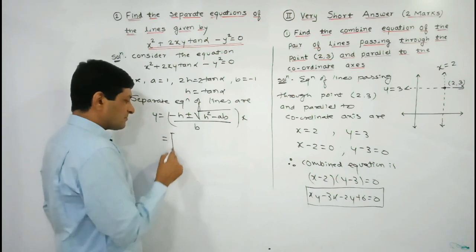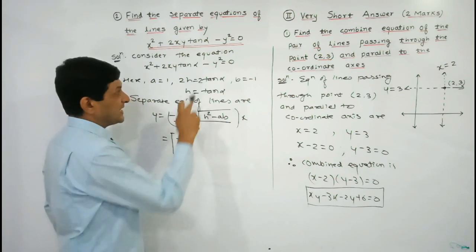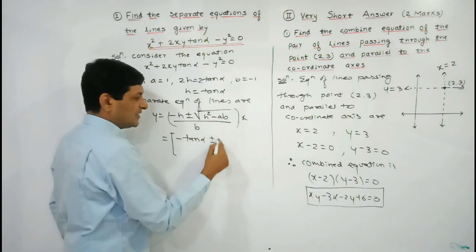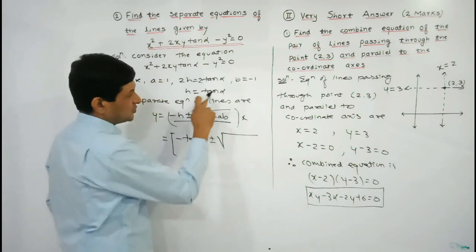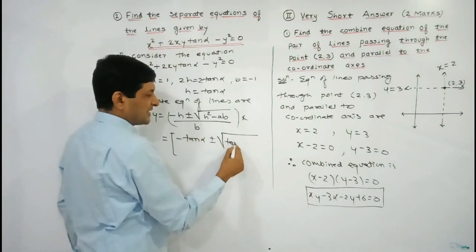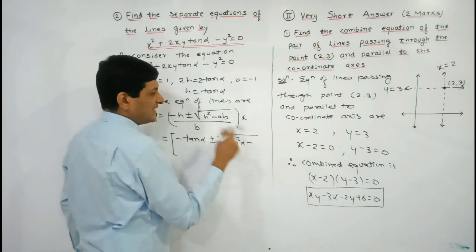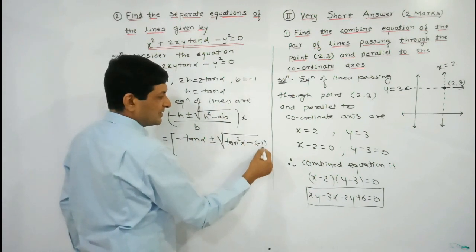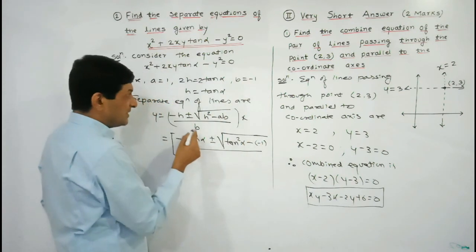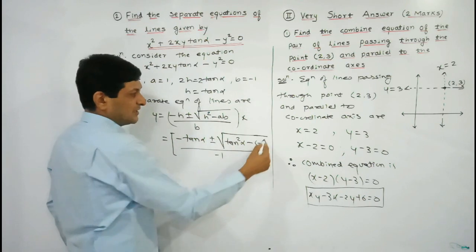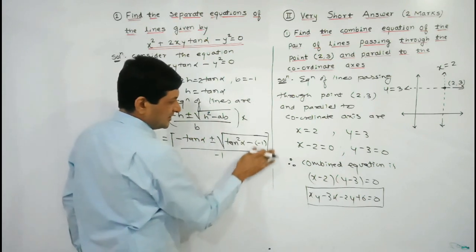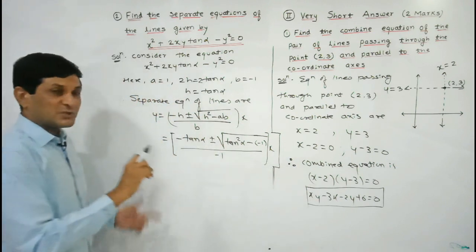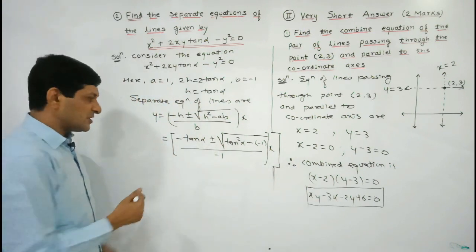So here minus h, minus keep it as it is, h is equal to tan alpha, plus or minus under root h square. h square means square of tan alpha will be tan square alpha, minus a into b. a into b means 1 into minus 1 will be minus 1, upon b. b is minus 1, into x. In this way we have substituted the values. The remaining part is just simplification.